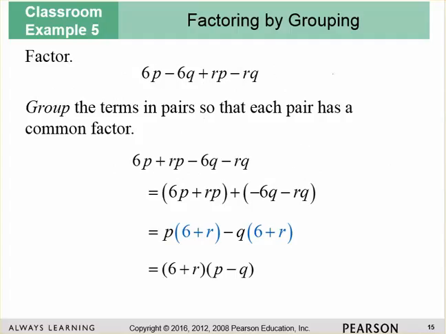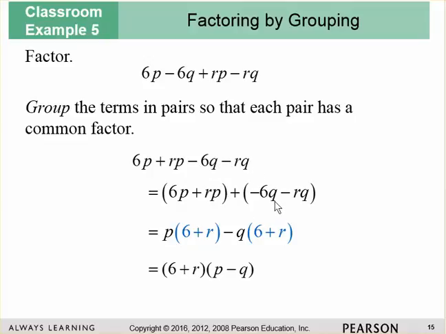So here's an example. Okay, it's a polynomial with 4 terms. I've got 6p minus 6q plus rp minus rq. On the surface, you may not see what's in common. So what is usually the case is you're going to break it into some kind of parentheses. So you can see that we've moved this a little bit. So we took the 6p plus rp, we put those two together, and the minus 6q minus rq.